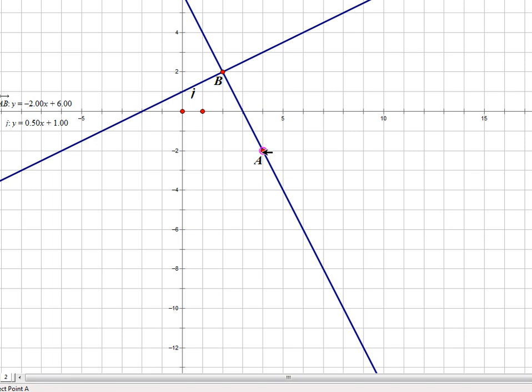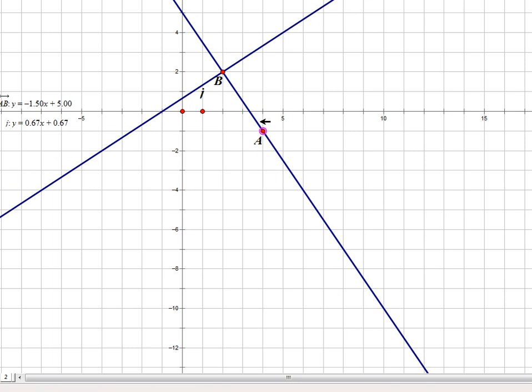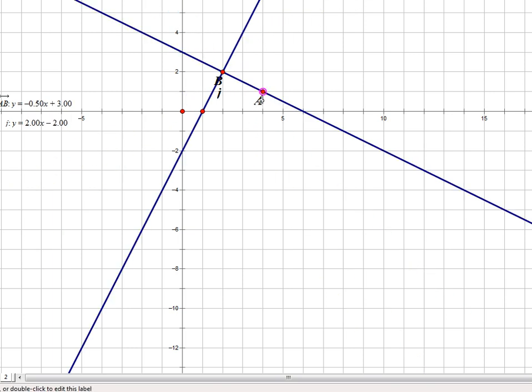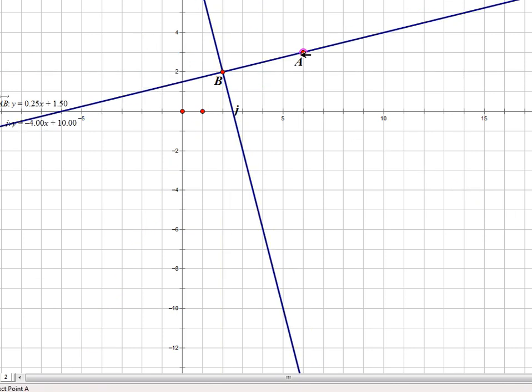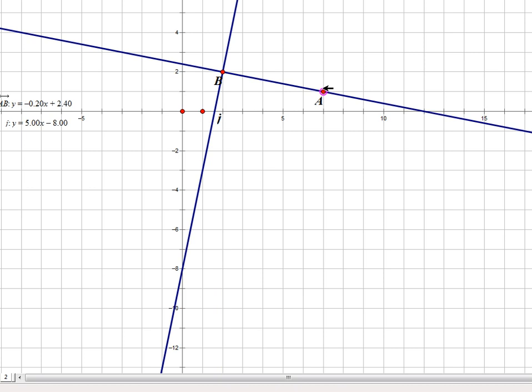What is 0.5 as a fraction? 1/2. Now we have a slope of negative 1/2 and a slope of 2. Now we have a slope of negative 4, and what's the other one as a fraction? 0.25 as a fraction is 1/4. Okay, let's try another one. Now we have a slope of 5 and a slope of negative 0.2. What is 0.2 as a fraction? 1/5.